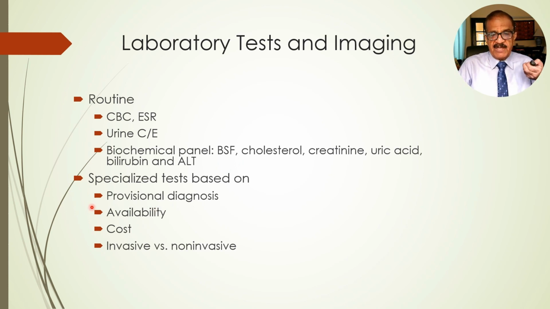Then there are some specialized tests. They would be done based on the provisional diagnosis. For example, if in the provisional diagnosis you suspect a brain tumor, then out of hundreds of tests, CT scan or MRI of the brain would become most relevant. And then the test is also decided on the basis of availability. If the required information is possible from CT scan or MRI, and we have a CT scan available, then maybe we will use the CT scan.